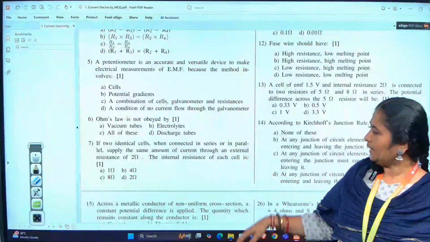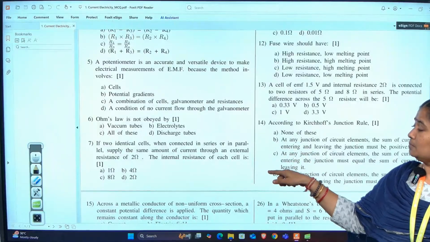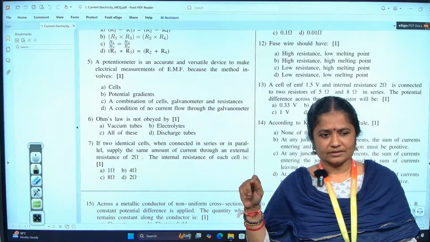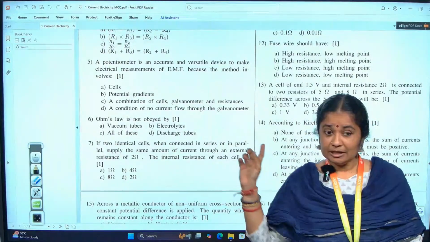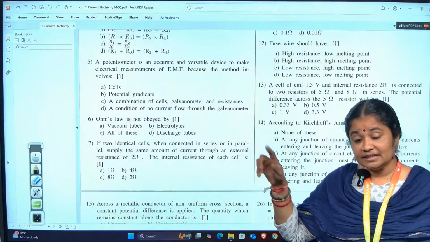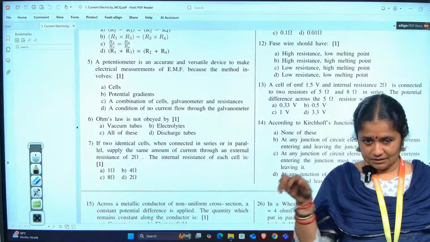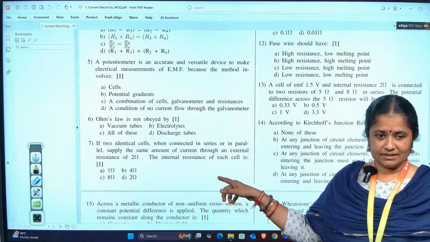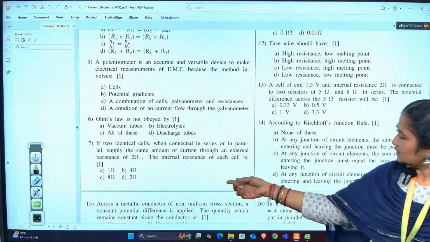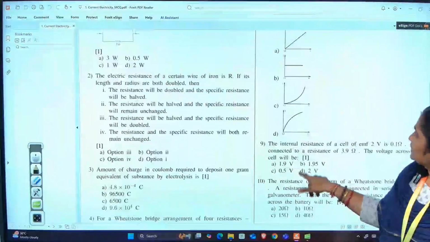Ohm's law is not obeyed by... if two identical cells which are connected in series or in parallel supply the same amount of current. Series equation, parallel equation. I is equal to n epsilon divided by n small r plus capital R for series. For parallel, epsilon divided by r by 2 plus capital R, external resistance. Then you equated, epsilon got cancelled, and then you got n equal to 2. Okay, now 8th question.